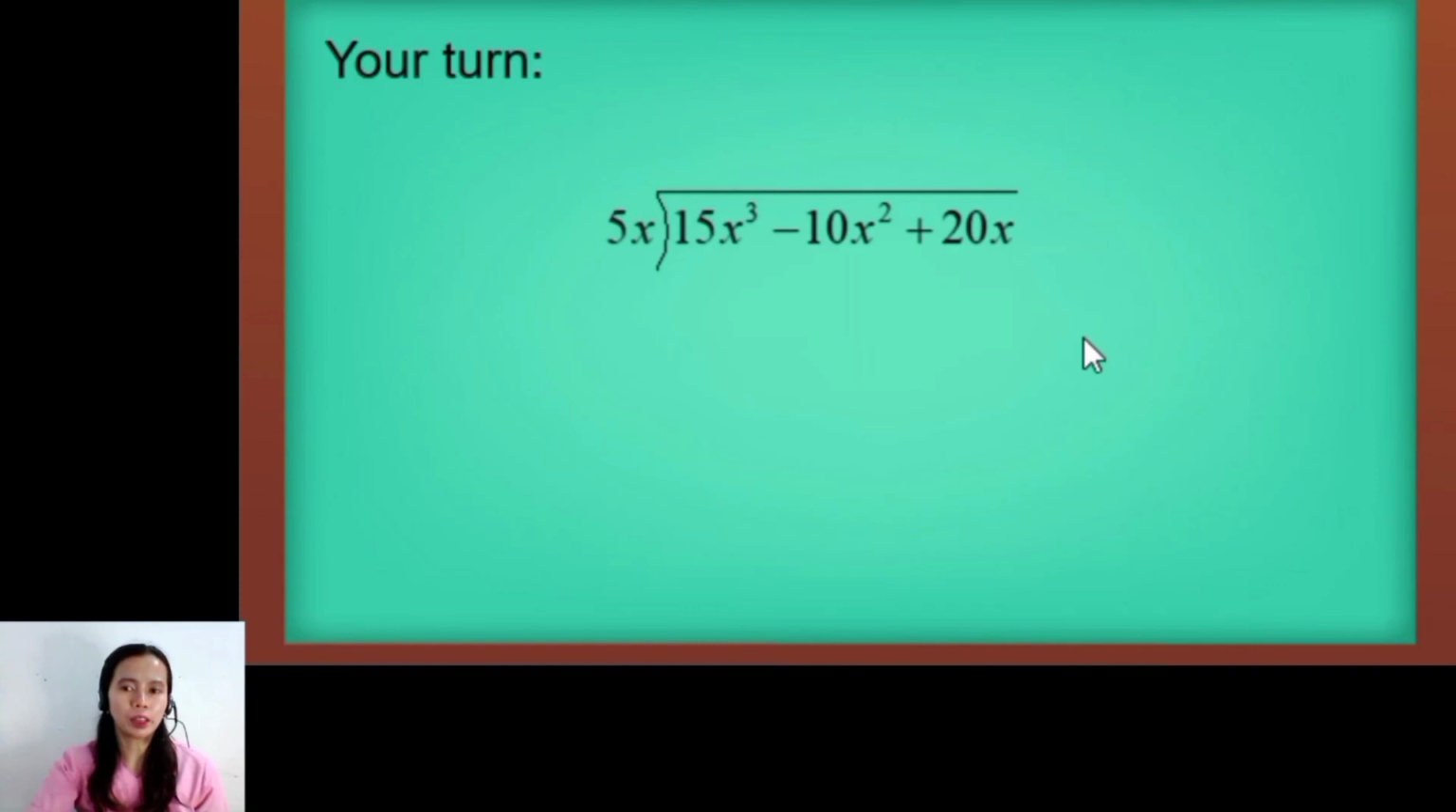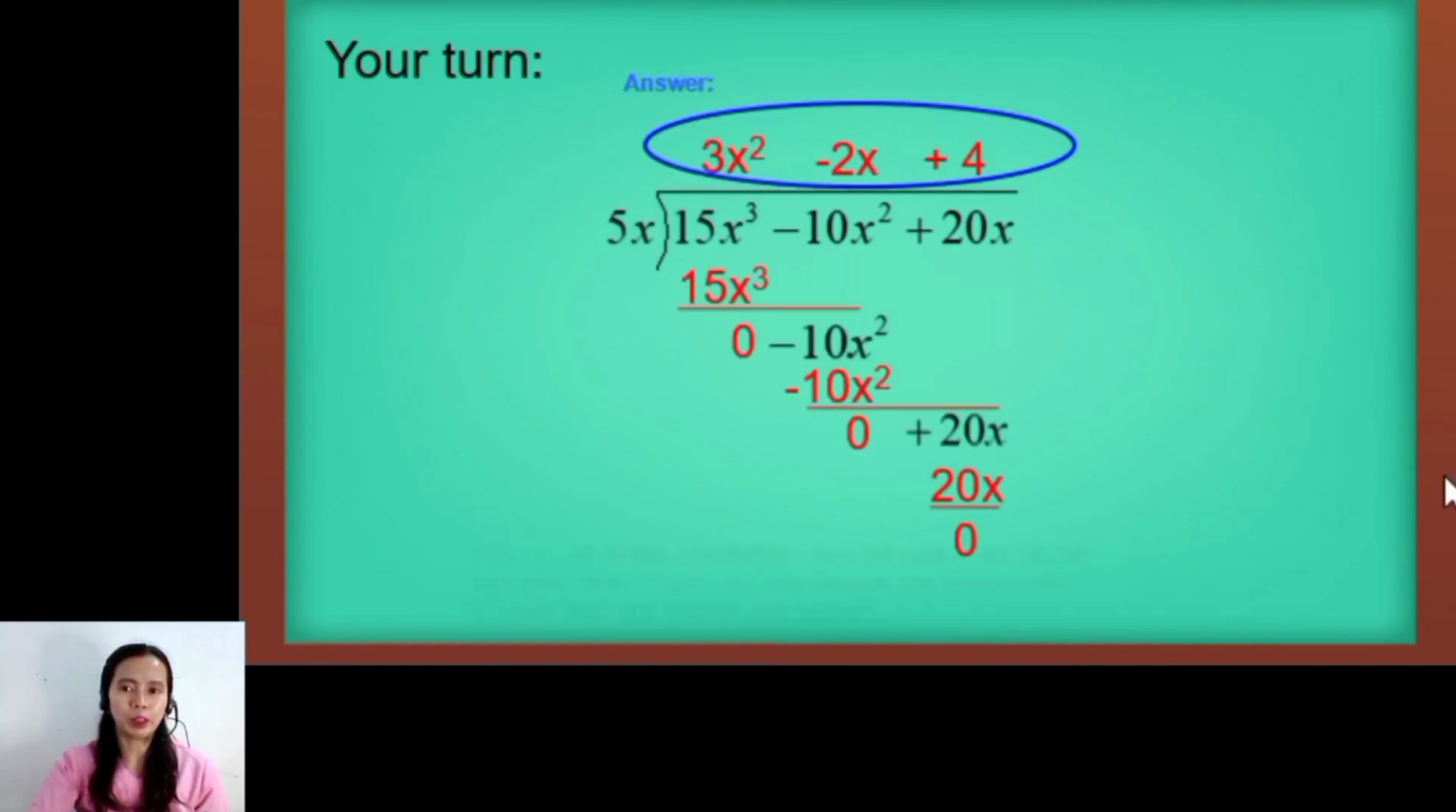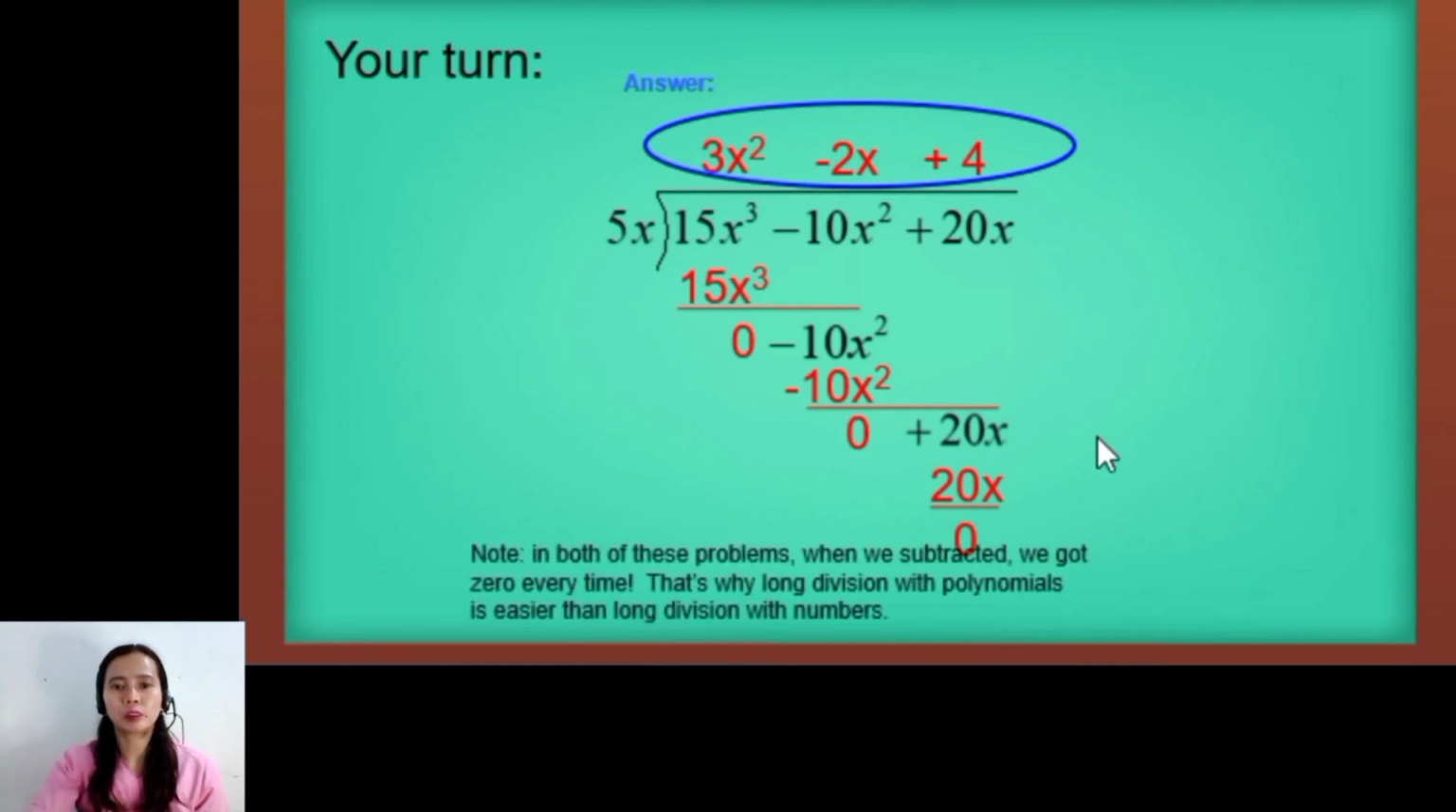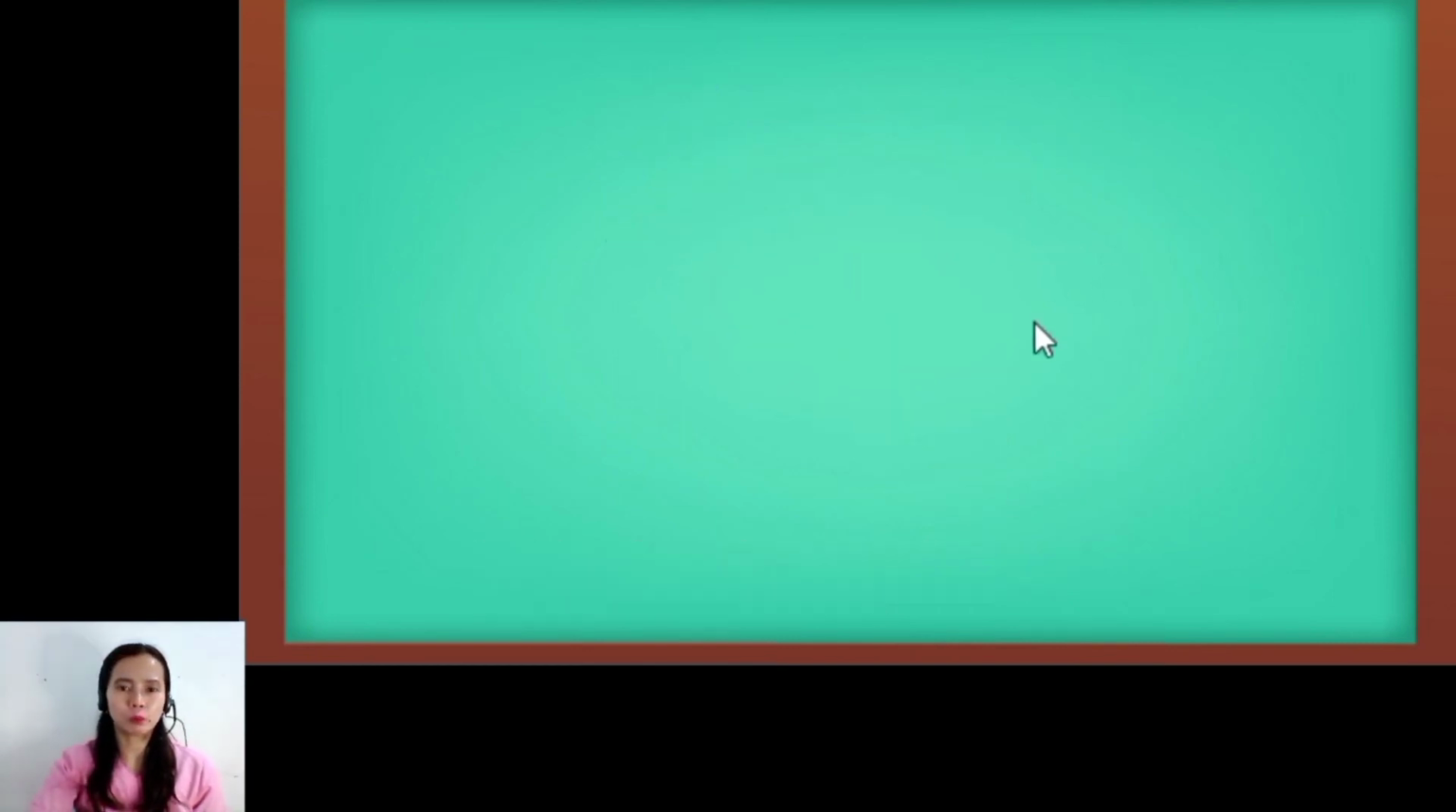Okay, so as what I have said, you can break it up since the divisor is monomial. Okay, so the quotient is 3x squared minus 2x plus 4.